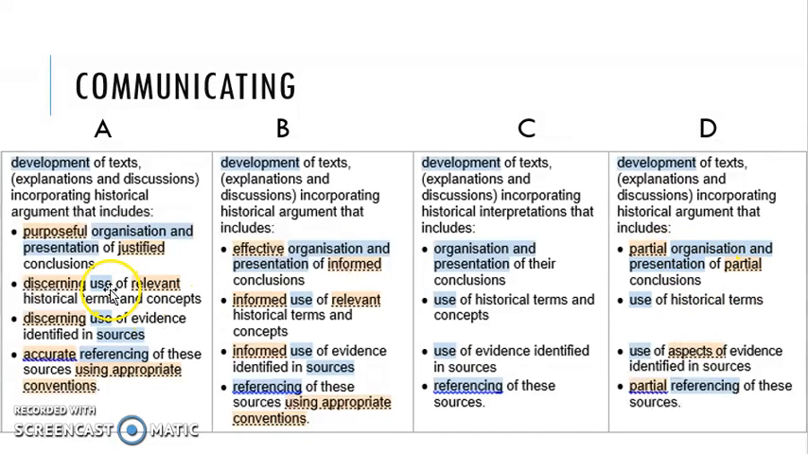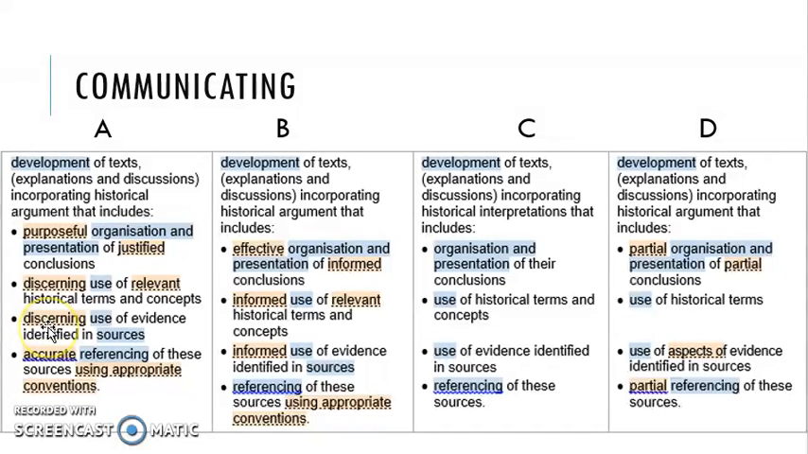The second dot point is about your use of relevant historical terms and concepts. So what we are looking at here is the vocabulary that you have used and making sure that it is accurate and specific to the type of terminology that you need for your question. So for an A, it needs to be discerning and relevant use of that historical language. For a B, it will be informed and still relevant. For a C, you have used some of that historical language. And for a D, you've used some historical terms, but maybe not enough concepts.